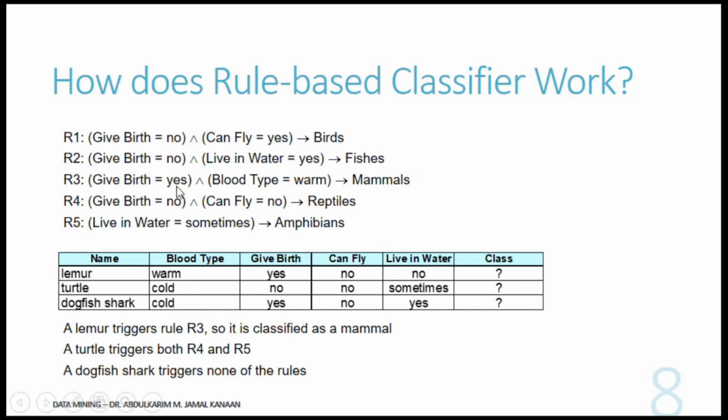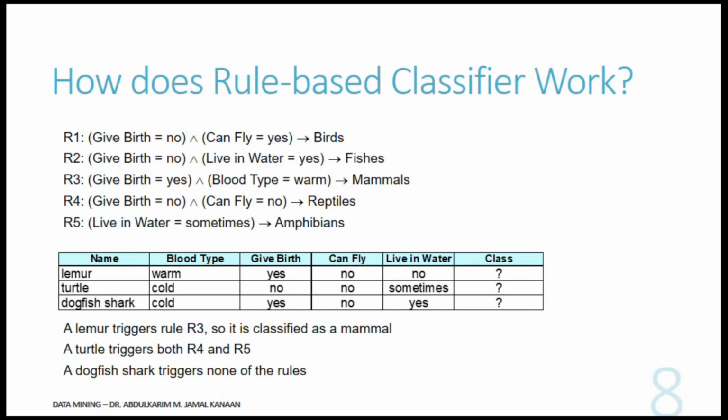Rule three says give birth yes, and our record yes. Then how about blood type? Blood type is warm, and the rule also says blood type warm, right? Then in that case, this is mammal. Clear? So you need to check the record against your rules, and see which rule is satisfied.